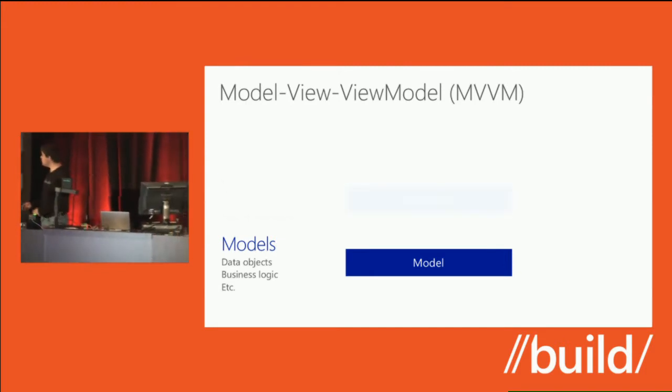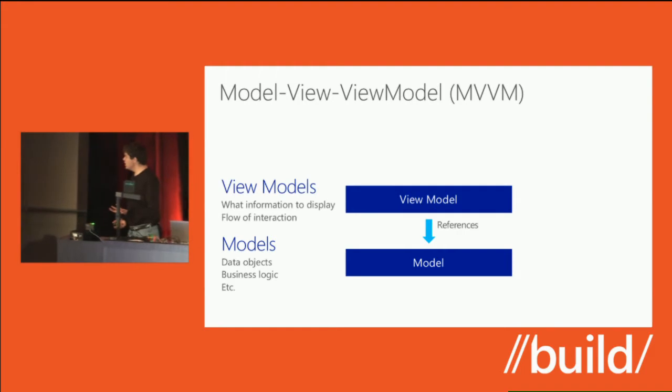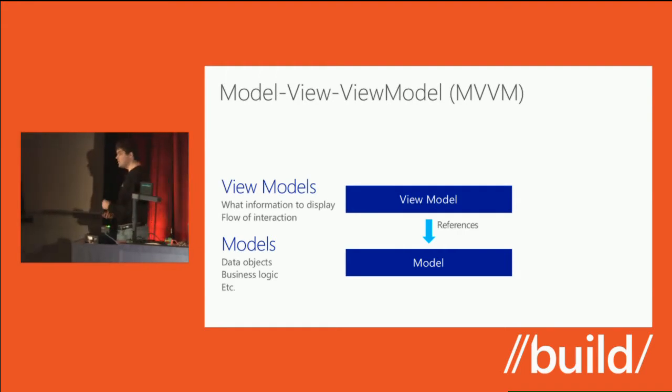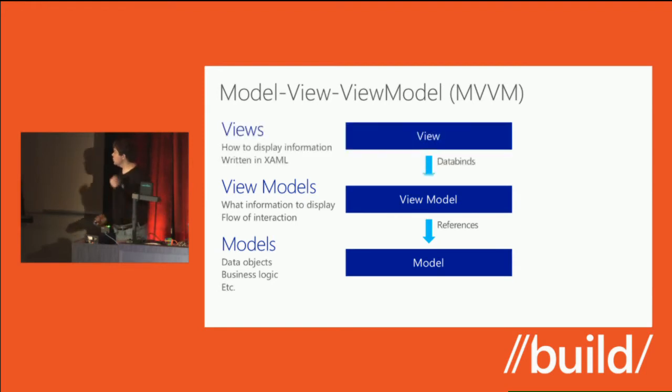And then on top of that, you build view models. Now, these reference the models, and they are directly related to the user interface. They encapsulate what should be displayed on the user interface and the flow of interaction of your app. What can I do? How can I move from one page to the other? What commands do I have? But they don't say anything about how that information should be displayed. And that's what you have the view for.